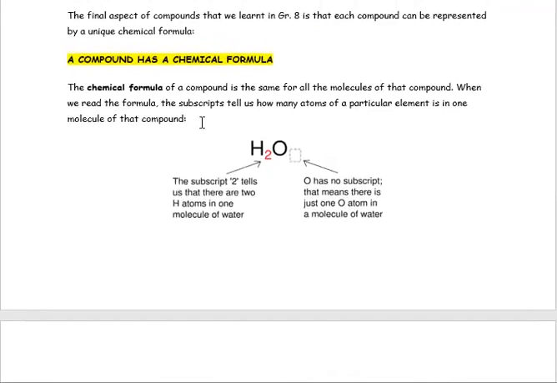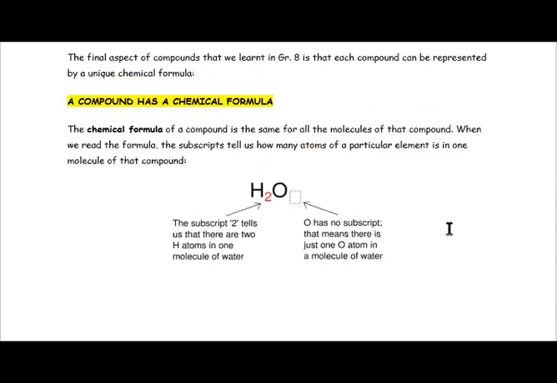The final aspect of compounds that we learned in grade 8 is that each compound can be represented by a unique chemical formula. A compound has a chemical formula. A chemical formula of a compound is the same for all the molecules of that compound. When we read the formula, the subscript tells us how many atoms of a particular element is in one molecule of that compound.